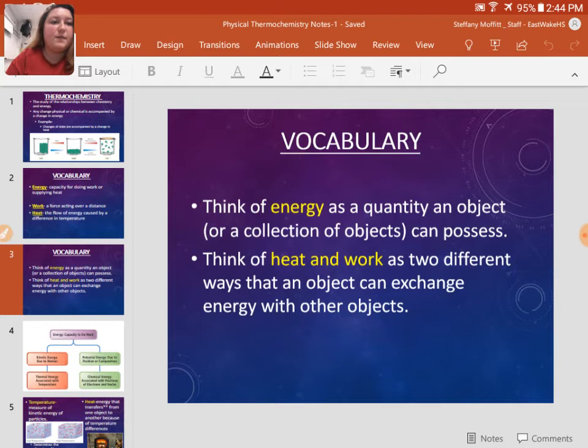So if we're going to think about energy, it's going to be a quantity. It is a number. Energy is a number, normally recorded in joules. Heat and work, two different ways that an object can exchange energy with other objects. So there can either be a force or there can be heat or both.